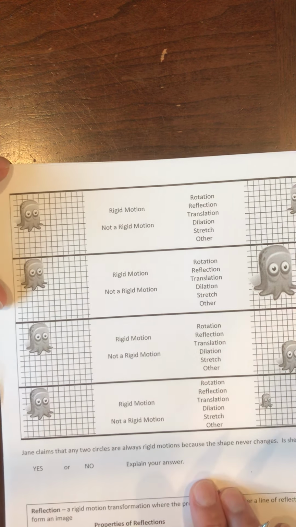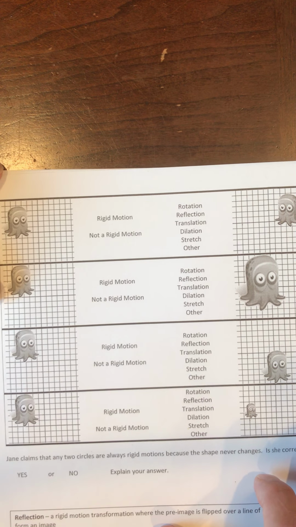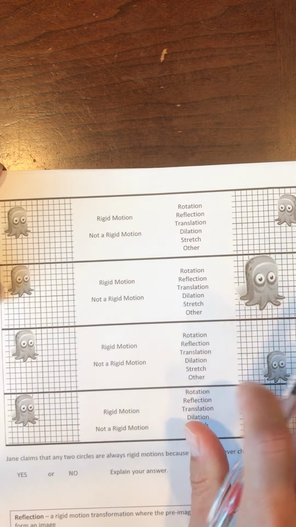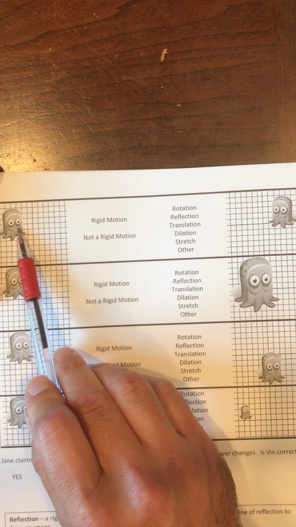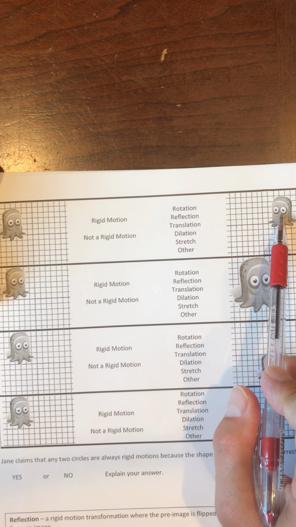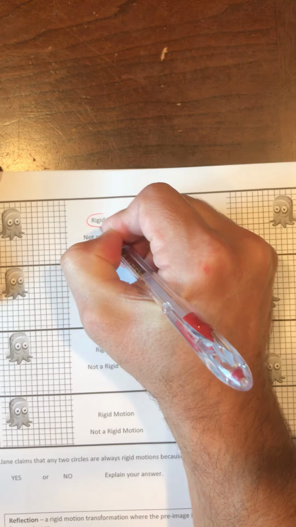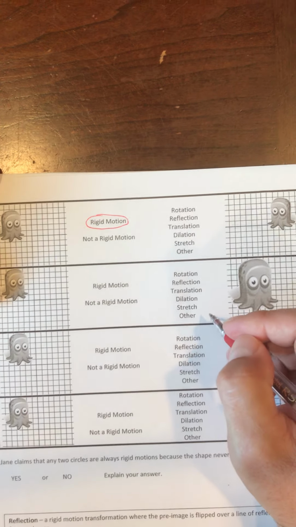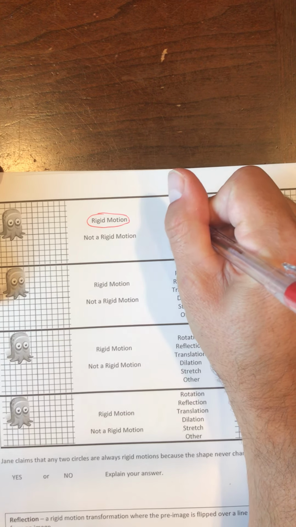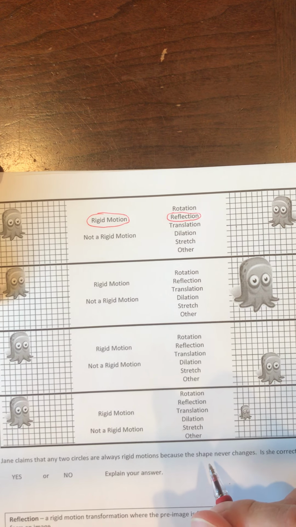Assuming you paused the video, you unpause it. Here we go. The next one. Here's the original. The eyes are pointing to the right. Here's the image. Eyes are pointing to the left. It looks like it flipped. Same size and shape, rigid motion. It flipped, so it's a reflection.